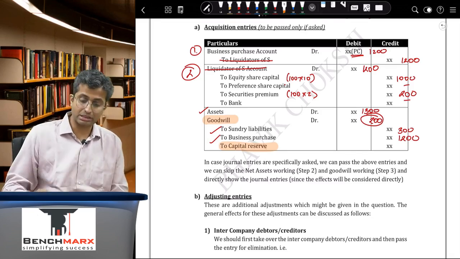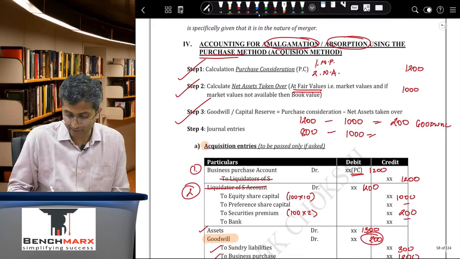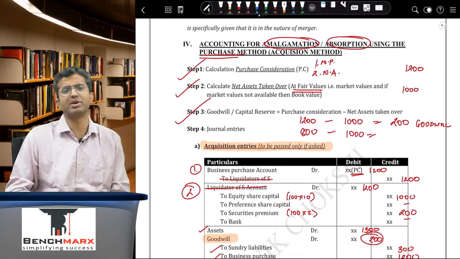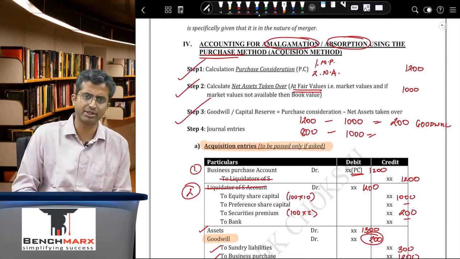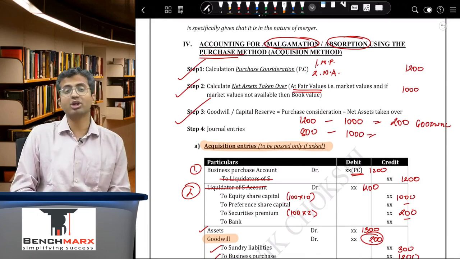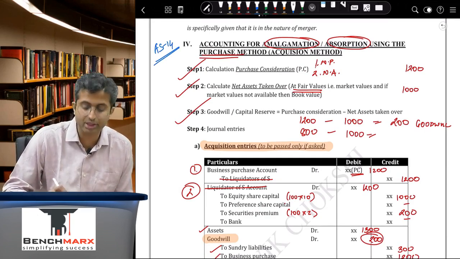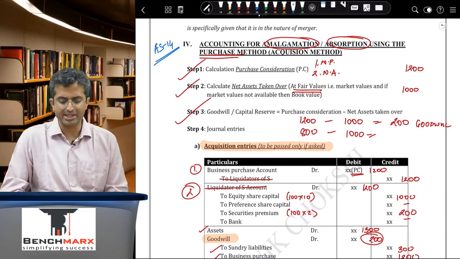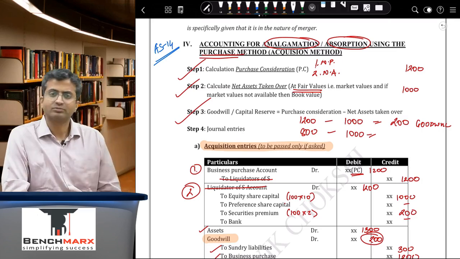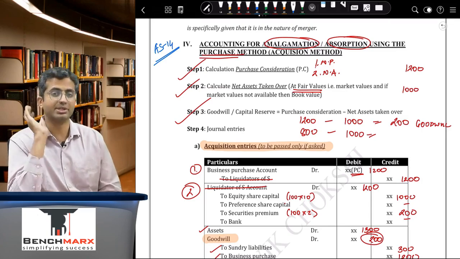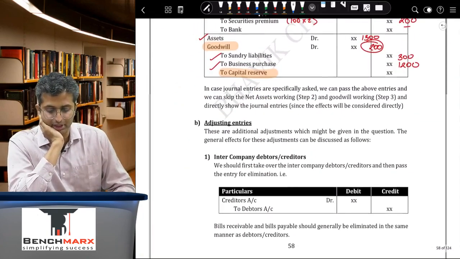This will be passed in the books of the purchasing company, and you will pass this only if it is specifically asked in the question, not otherwise. Accounting over here is governed by Accounting Standard 14. AS 14 deals with the accounting for assets and liabilities in the books of the purchasing company, and this is the treatment that you have to give.